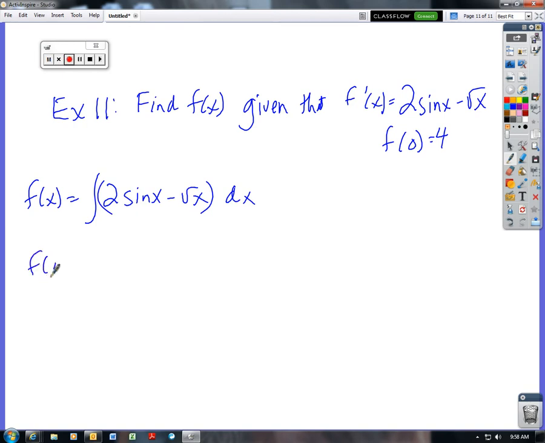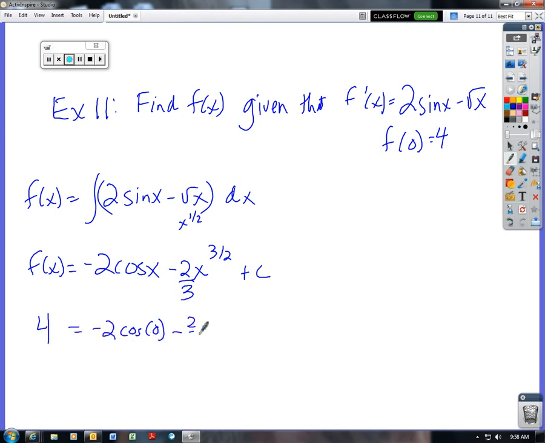Okay, so f of x will equal, it is good for you to bring down that f of x. The integral of sine is negative cosine. And then this is x to the 1/2, so then there's a minus there. So add 1, that's going to be 3/2, multiply by the reciprocal, 2/3, and then plus c. Then we have our initial condition. When x is 0, y is 4. So I'm plugging in 4 for f of x. Negative 2 cosine of 0 minus 2/3 times 0 to the 3/2 plus c.